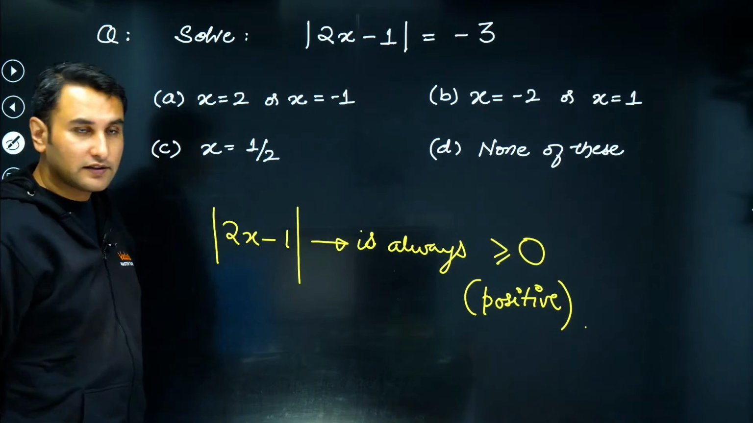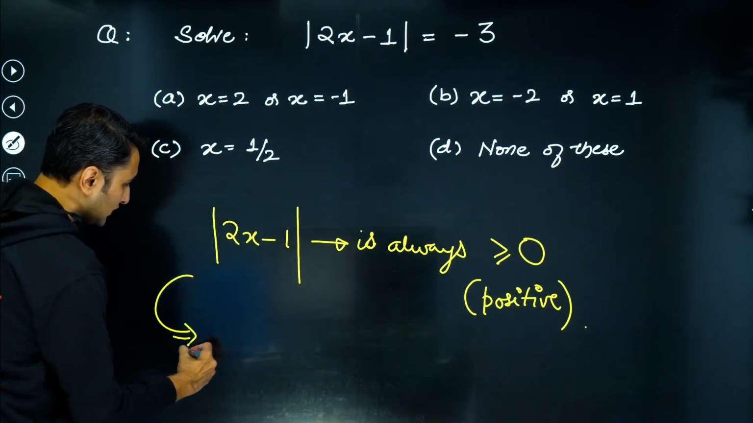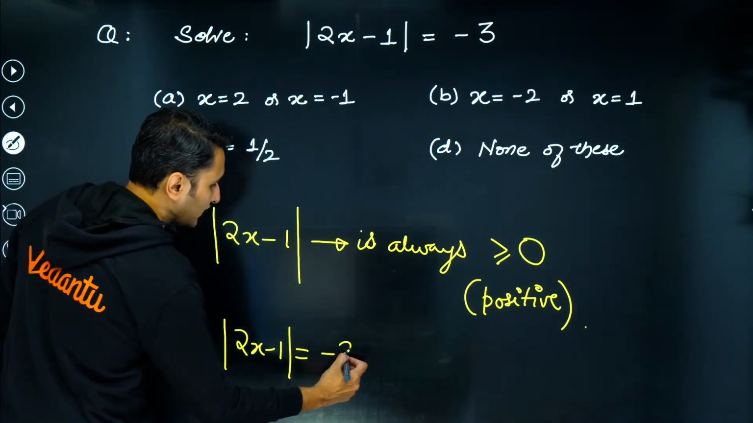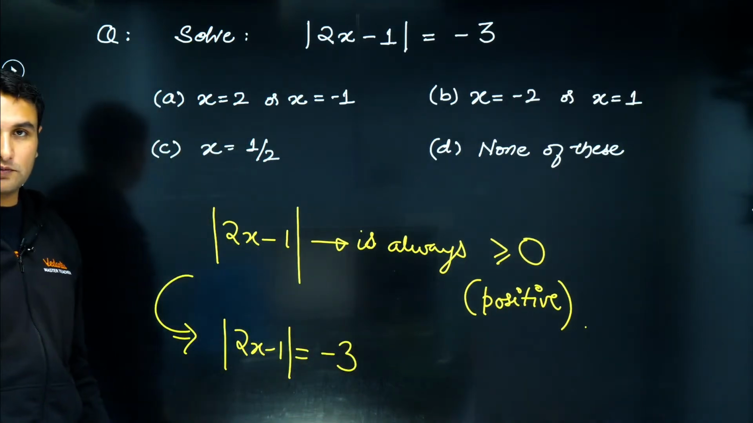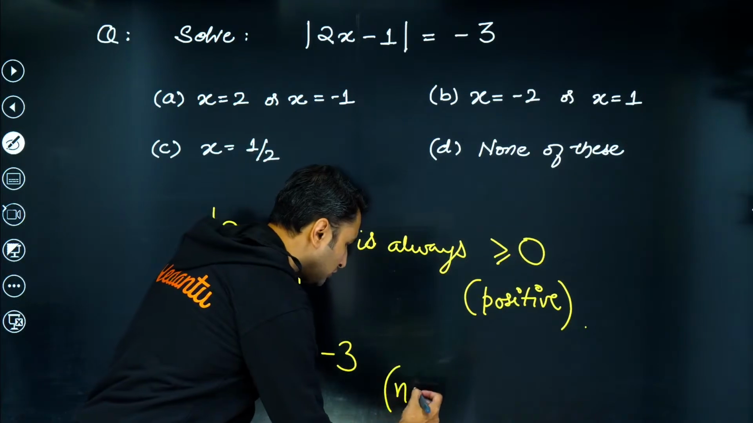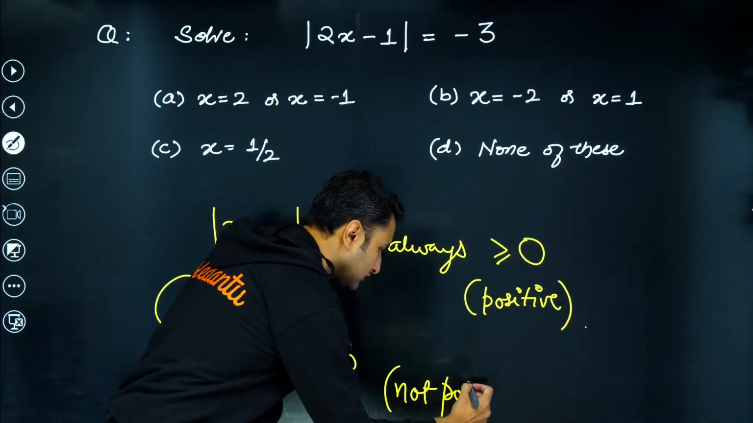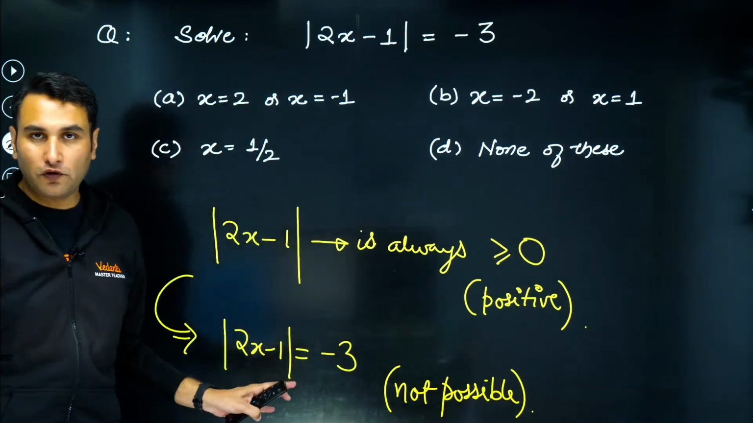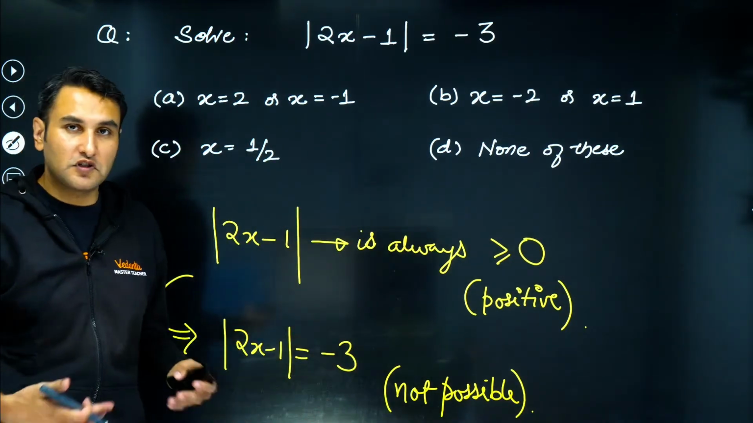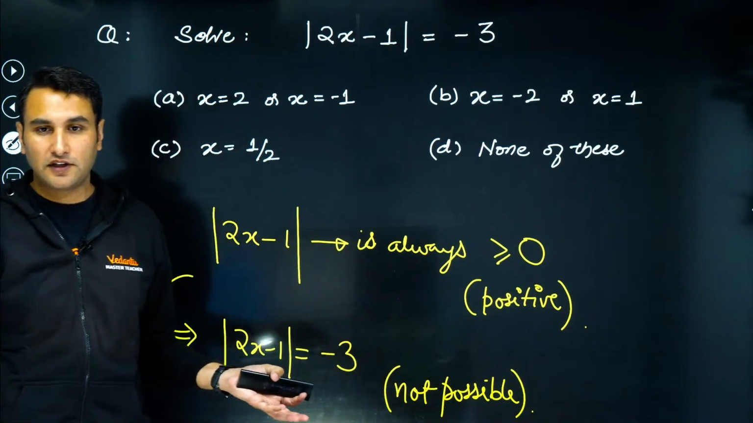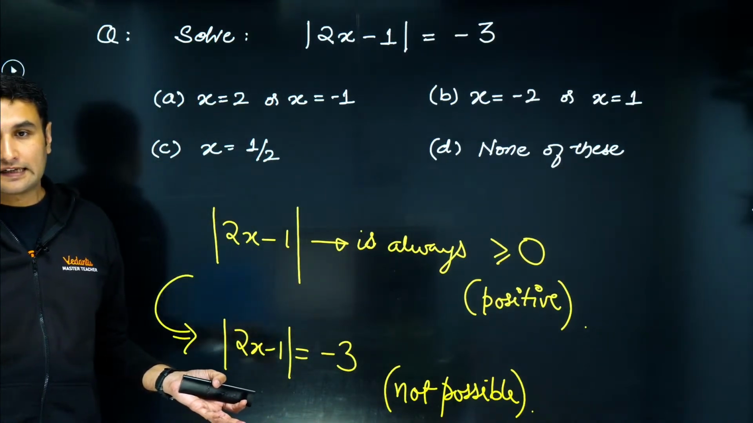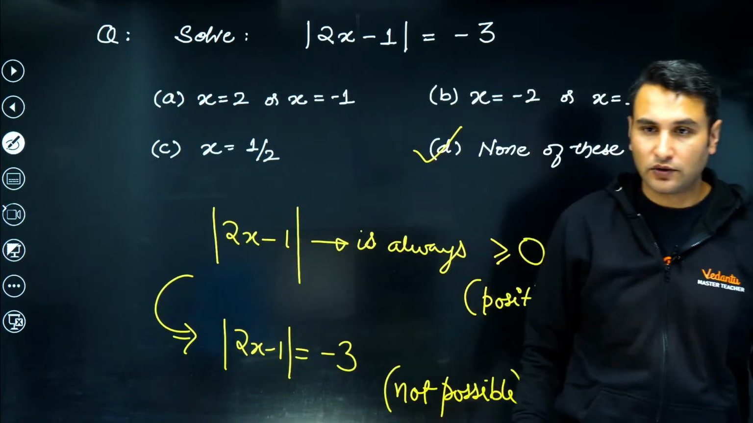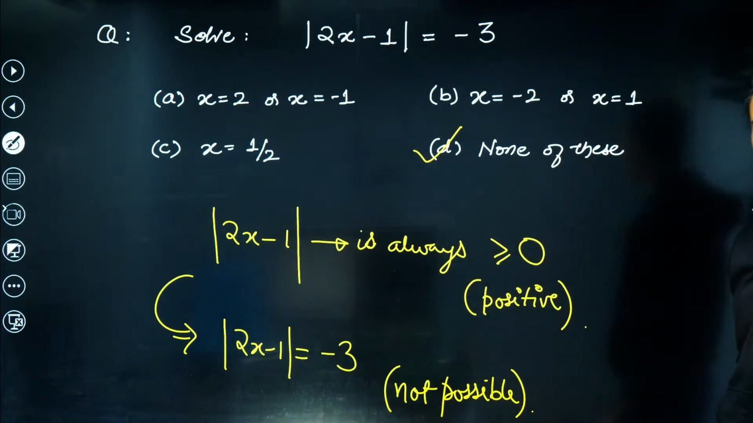So this implies that modulus of 2x minus 1 is equal to minus 3. That's absurd. It's not possible. So there is no value of x which can make it happen. This is beyond its definition. It's not possible. Okay? Clear? So bachcho, what will be the answer? The answer is none of these. Okay? Clear? Let's move ahead.